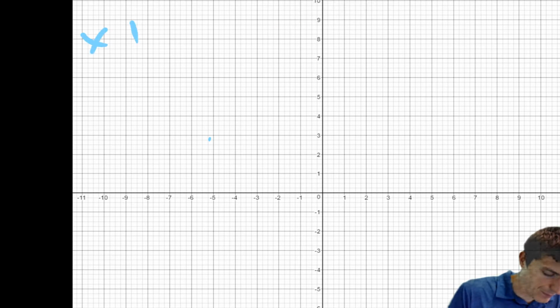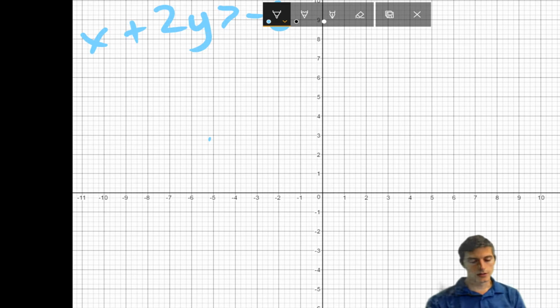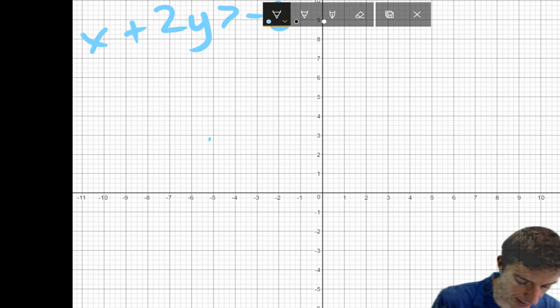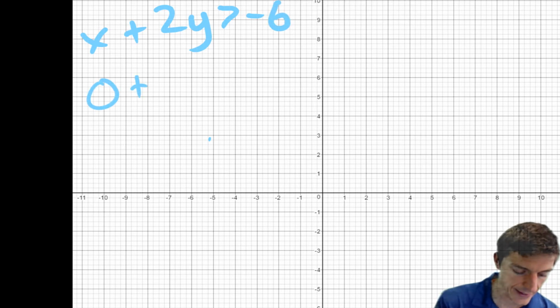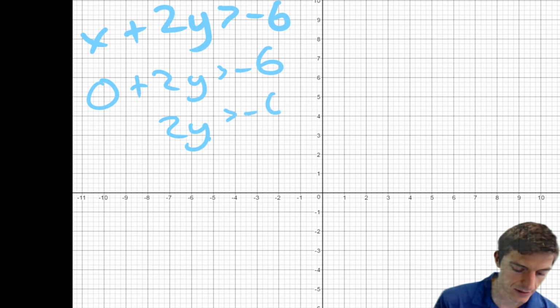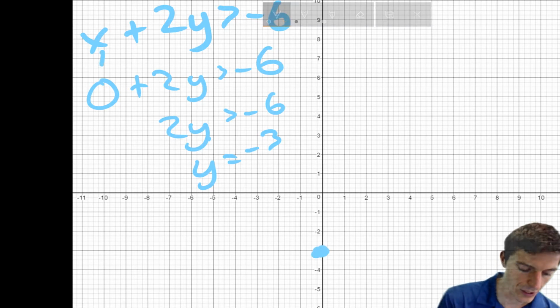It's x plus 2y is greater than -6. So what I want to do in this problem is first graph it. There are two different ways to graph it, and I'll show you both. The first one is I can find the x and y intercepts and just connect the points. The strategy is that if I plug in a 0 for x and solve, I get 2y is... divide both sides by 2 and I get y equals -3. So that's going to get me my y-intercept, plugging in a 0 for x.